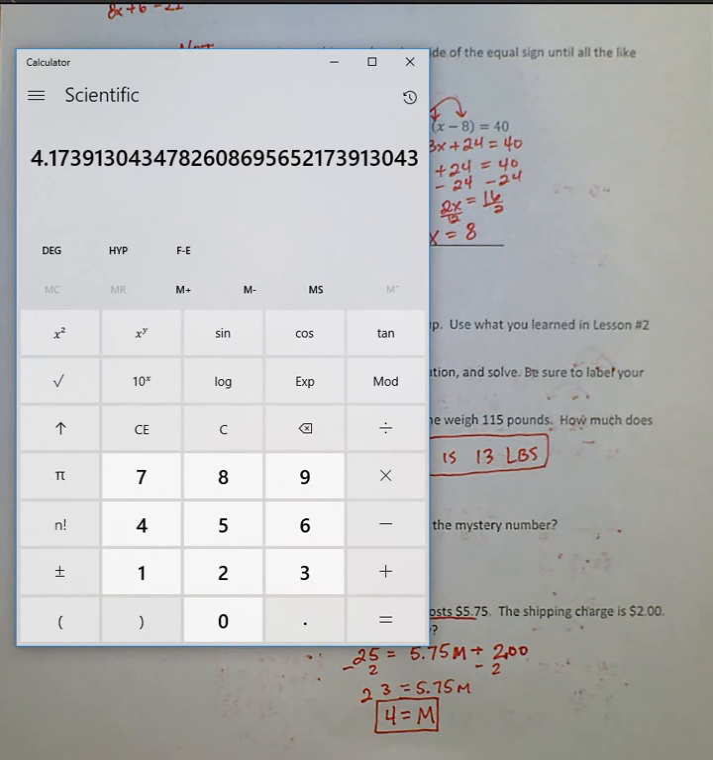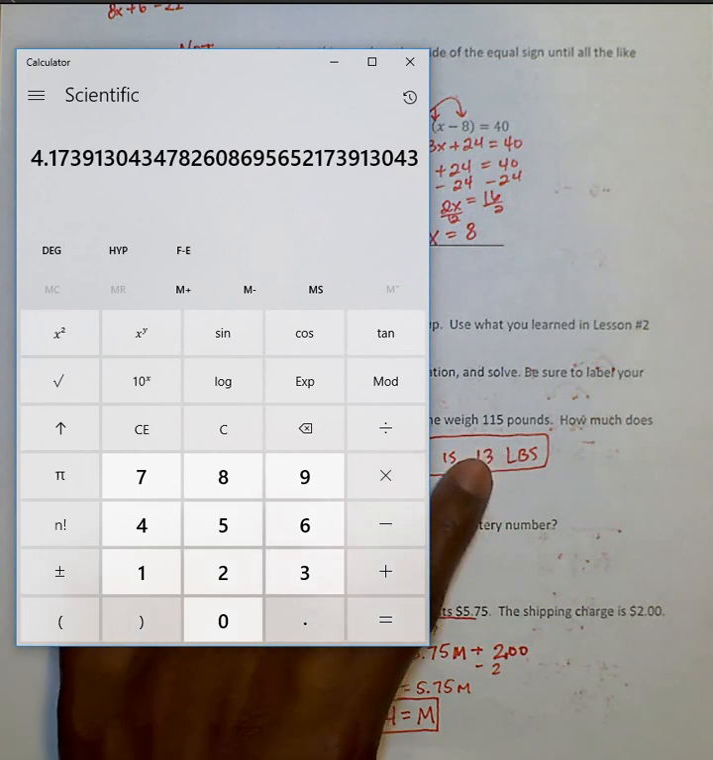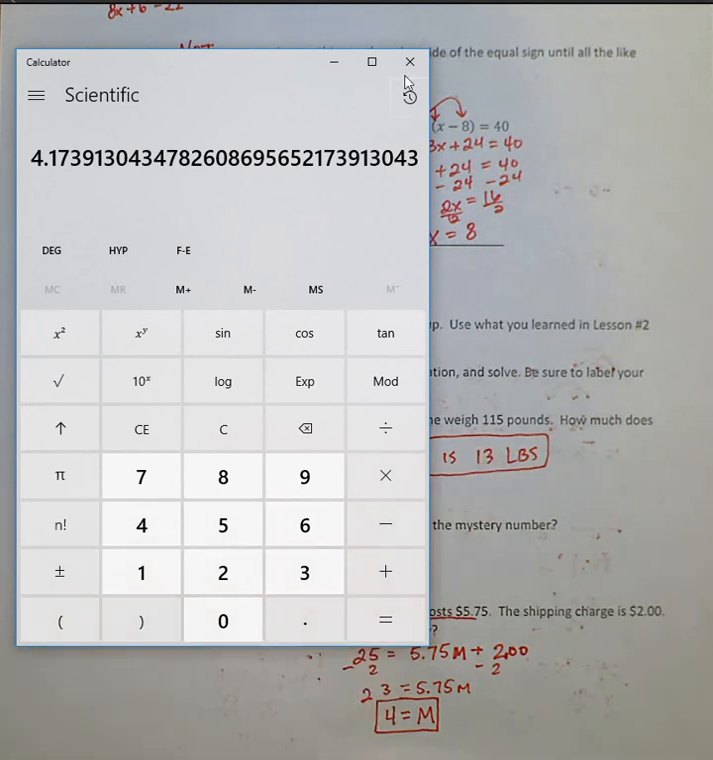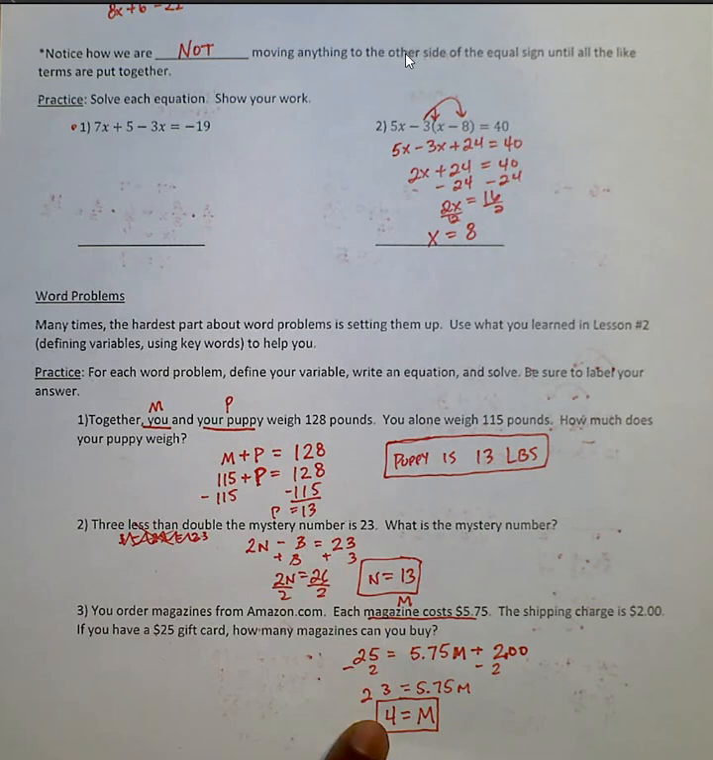Amazon, like most other retailers, will not sell you a fraction of a product. And so we have to make sure that our answers make sense. Just like in the puppy problem, it would make sense that our puppy is 13 pounds. It wouldn't make sense if our puppy was 170 pounds. In this problem, it wouldn't make sense if we ordered 4.17 magazines. That should cause us to go back and check to make sure we did everything correctly.